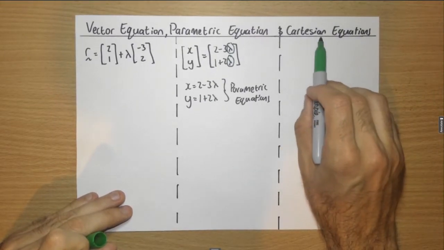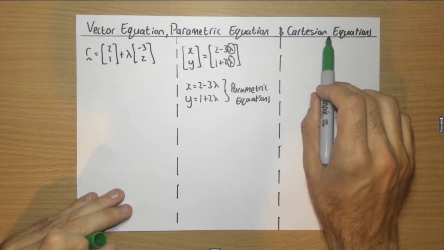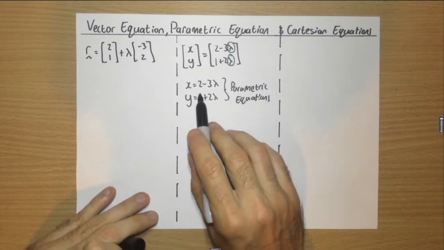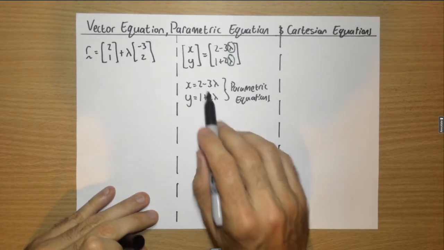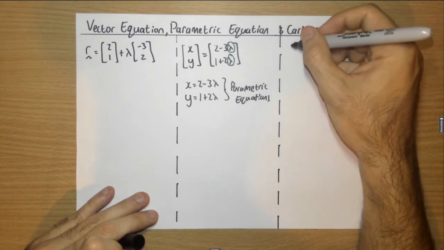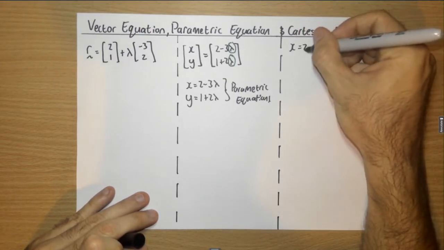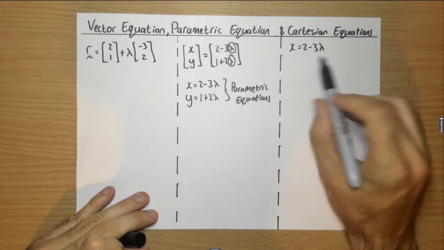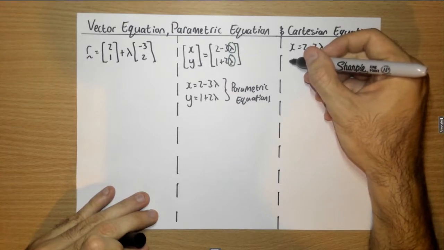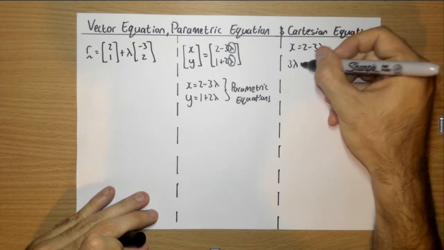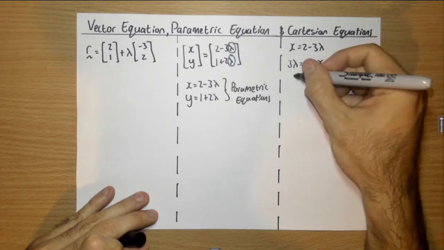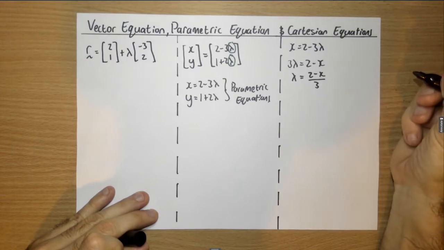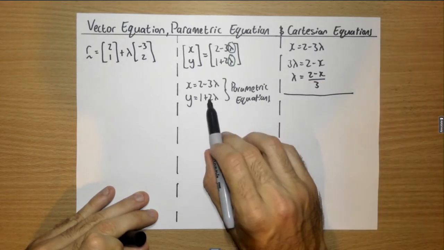The third type, the Cartesian equation, is the most commonly known one. For that one, we take these parametric equations and solve each of them for lambda. In the first example, we've got x equals 2 take away 3 lambda, and I'm going to solve this for lambda. So 3 lambda equals 2 minus x, and lambda equals 2 minus x, divided by 3.